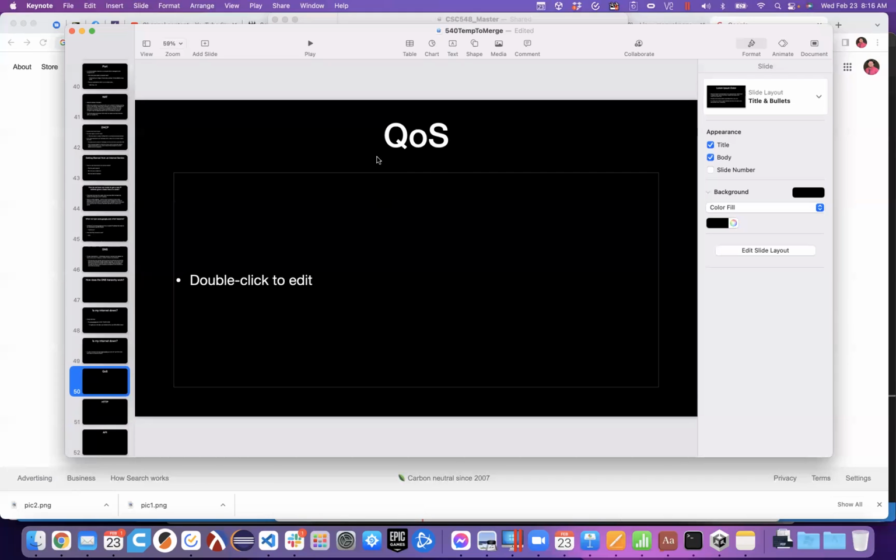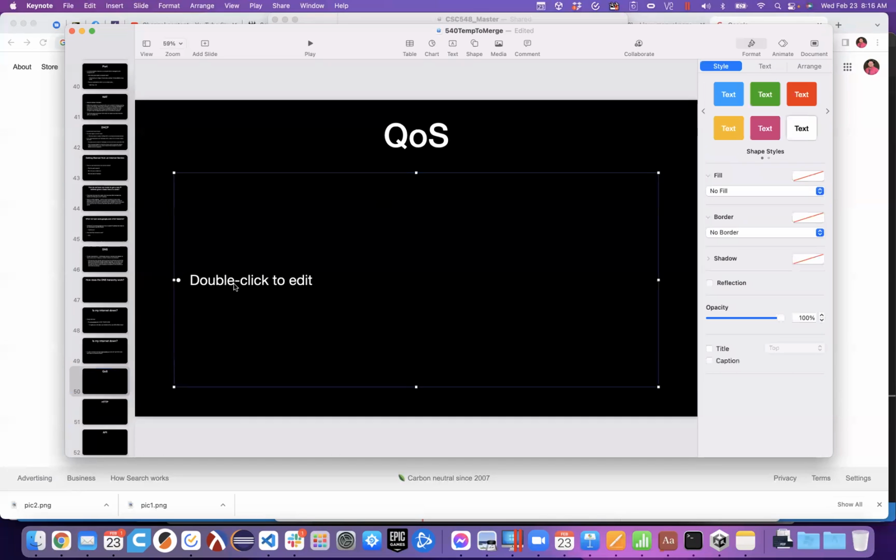Now, we do have something called QoS. Does anybody know what that means? Quality of service. All right, so QoS stands for quality of service.